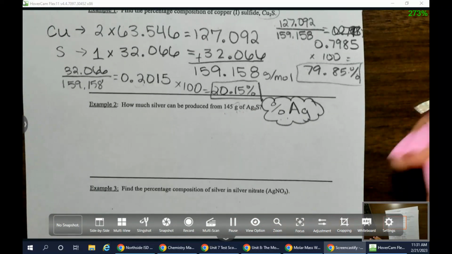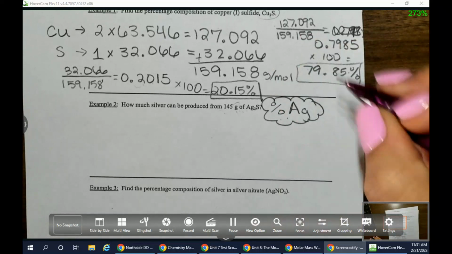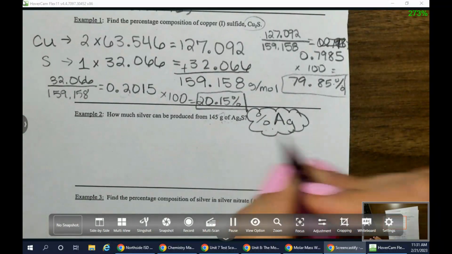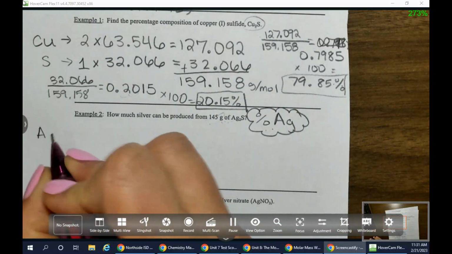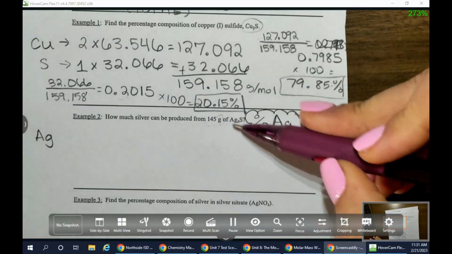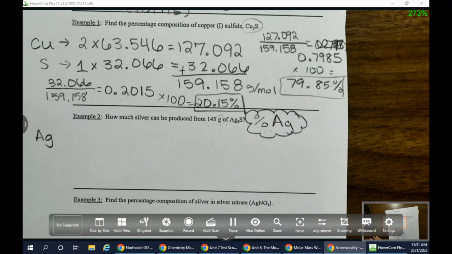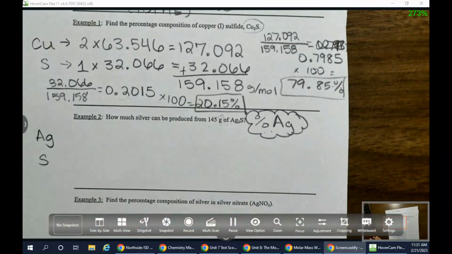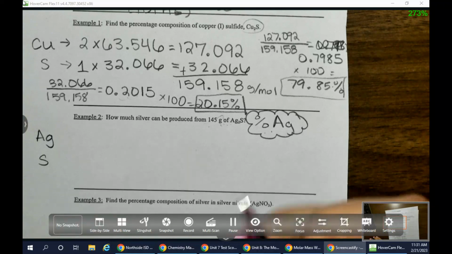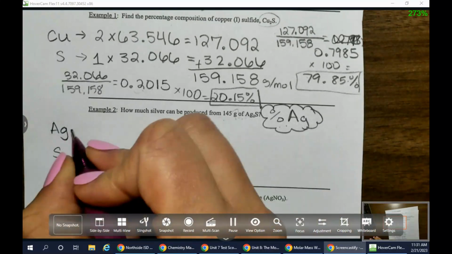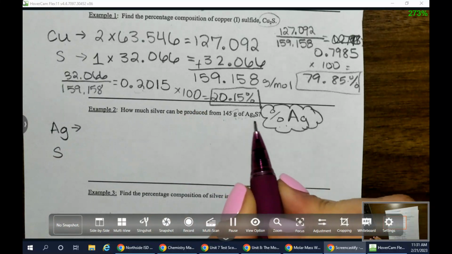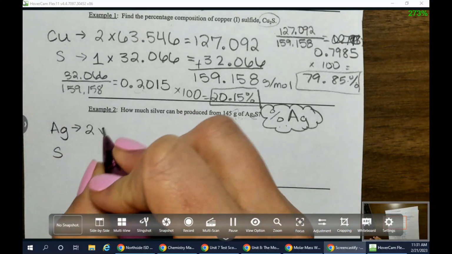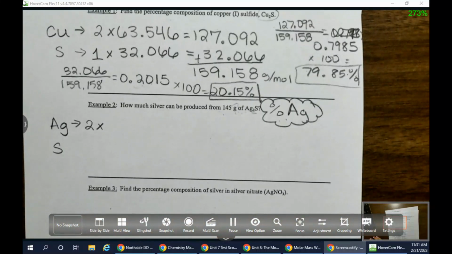Okay? So just to kind of, you guys take more control over this one, okay? So we have to figure out silver. So I have silver. Ultimately, do we need to know what the total molar mass is? Yeah, right? That's part of the process. So I'm going to go ahead and make a line for sulfur, even though I don't need to figure out the percentage, right? So I'm going to go ahead and have my 2, and then what's the molar mass of silver?